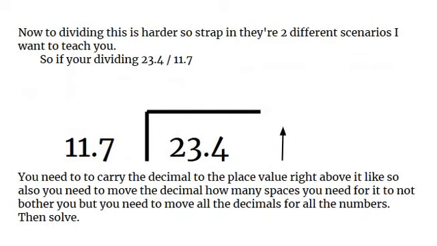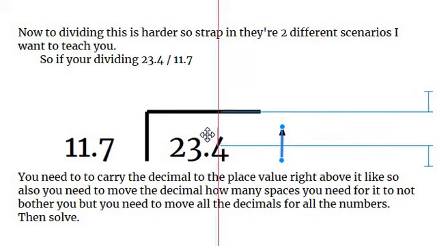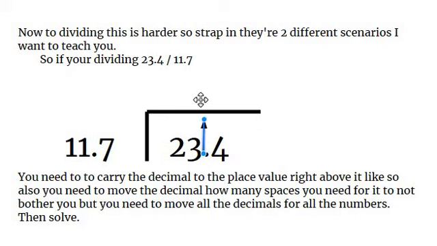Now to dividing. This is harder, so strap in. There are 2 different scenarios I want to teach you. If you're dividing, for example, 23.4 divided by 11.7, you need to carry the decimal to the place value right above it, like so. That would go exactly up.